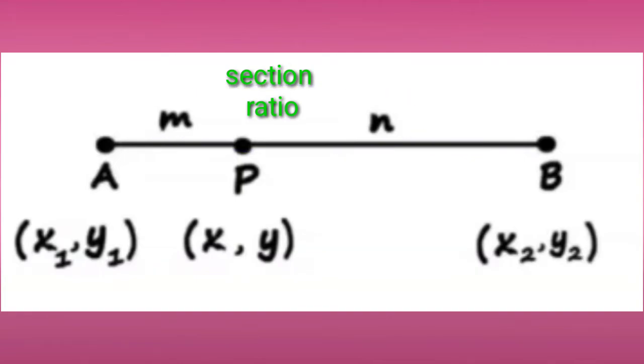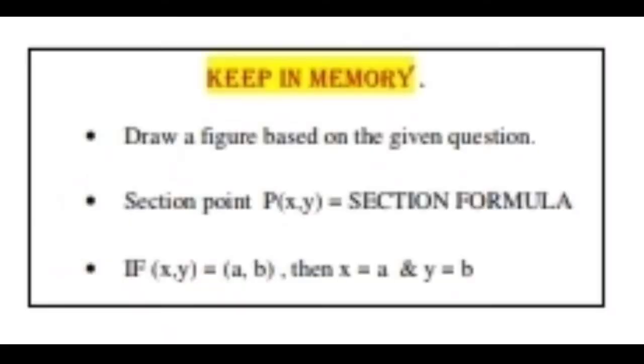Here I am going to discuss the possible cases based on the section formula. Before starting, let us fix some basic points to keep in memory. First, you need to draw a figure based on the given question. Second, always take the section point P(x, y) equal to the section formula. That means the section point P(x, y) you need to write on the LHS and the section formula you need to apply on the RHS. Third point, if a coordinate (x, y) equals another coordinate (a, b), then their x coordinates and y coordinates are separately equal. That means x equal to a and y equal to b.